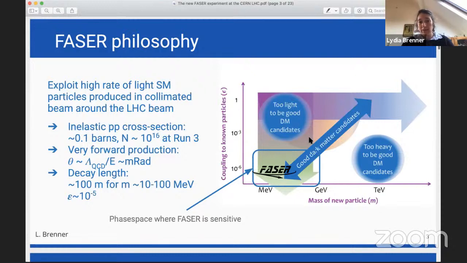So what does that mean? If you look at the picture here on the right, you see that there's low mass of new particles with a low coupling to known particles. That's where you can find very good dark matter candidates and where also FASER is most effective.